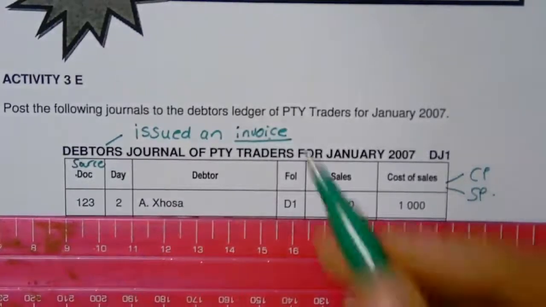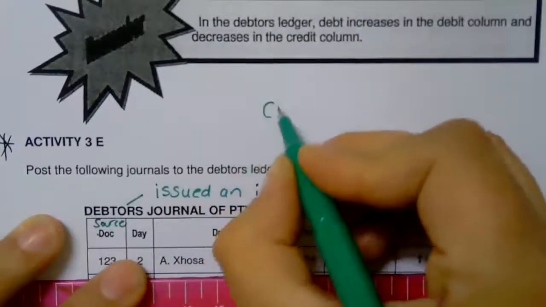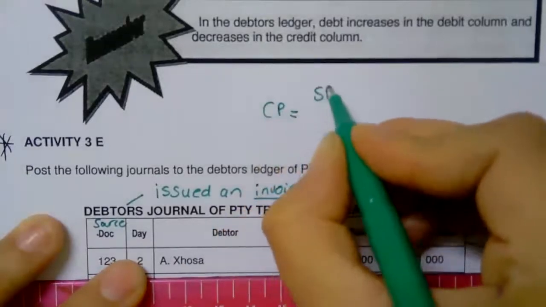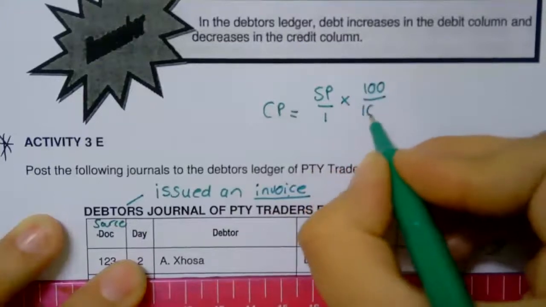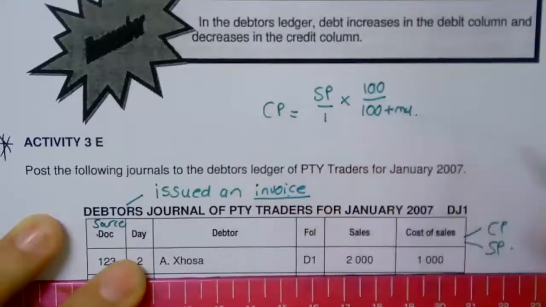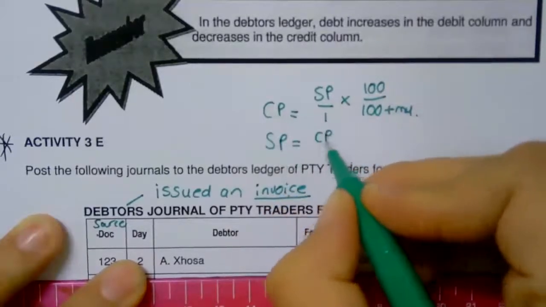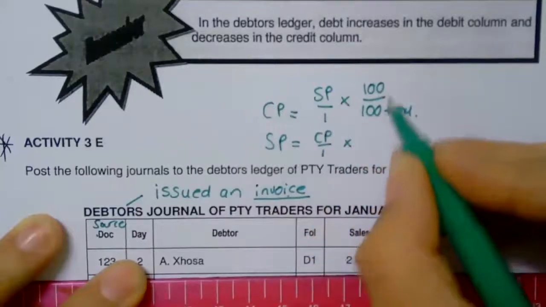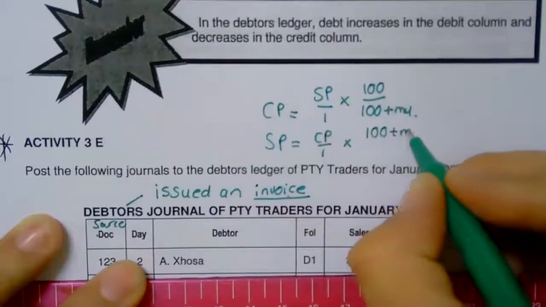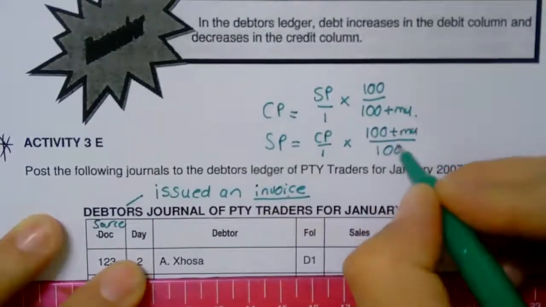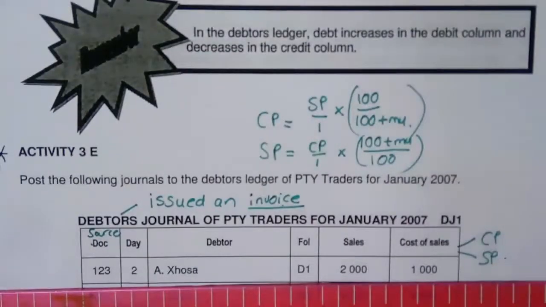Now let us just quickly recap. How do you calculate cost price? Cost price equals sales price over 1 times 100 divided by 100 plus the markup. And when you have to calculate sales price, it's cost price over 1, and then this one here just turns around. So then you'll have 100 plus markup divided by 100. How can you remember which one goes on top?